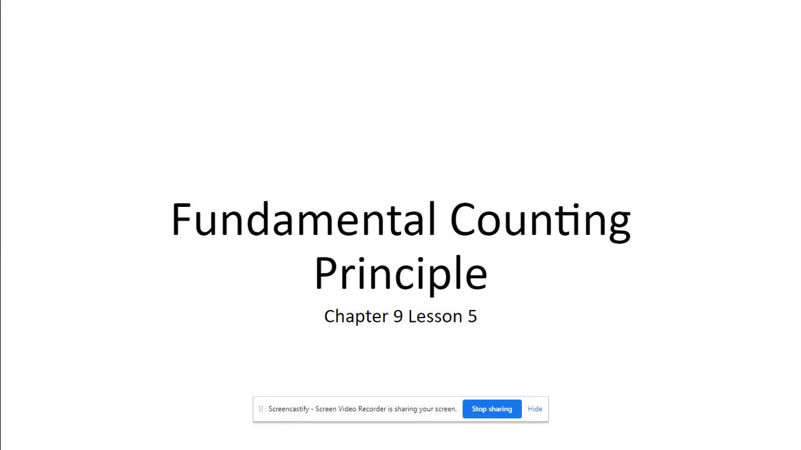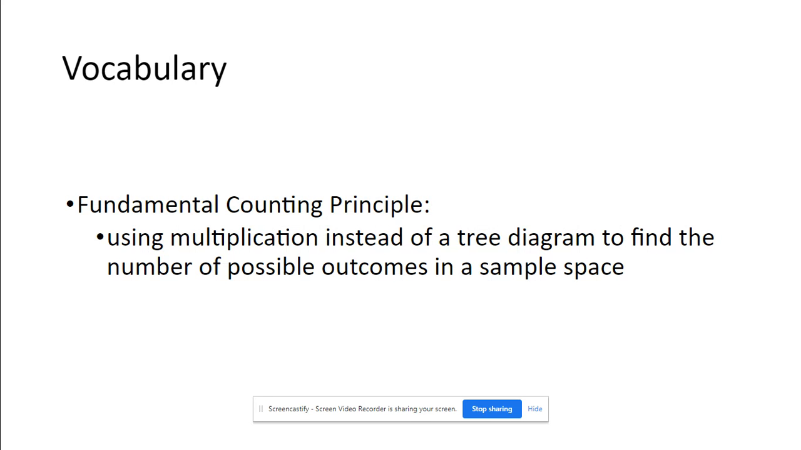That's useful, but it's also really time consuming to have to draw out those tree diagrams, especially when you're dealing with a lot of different combinations of something. So the fundamental counting principle is meant to make things easier for us to find either the total number of combinations of something or the probability. We're going to do that through multiplication. So we're going to use multiplication instead of tree diagrams to find the total number of possible outcomes.